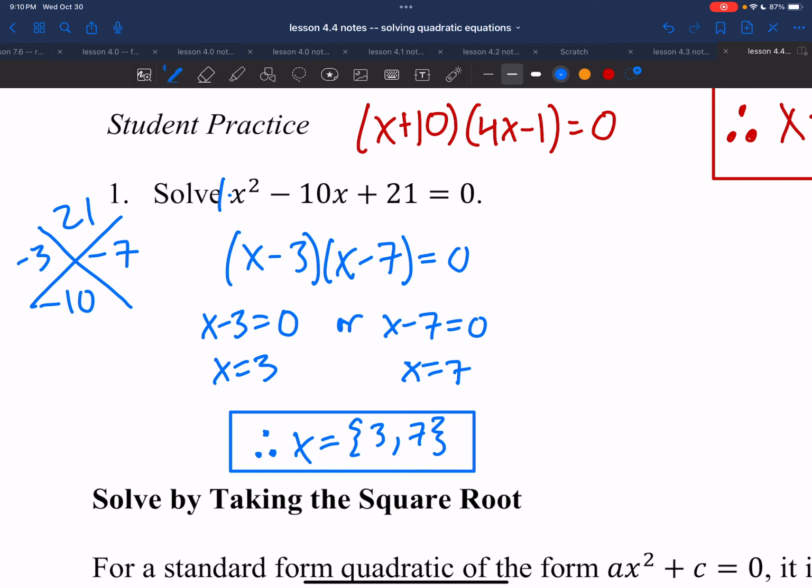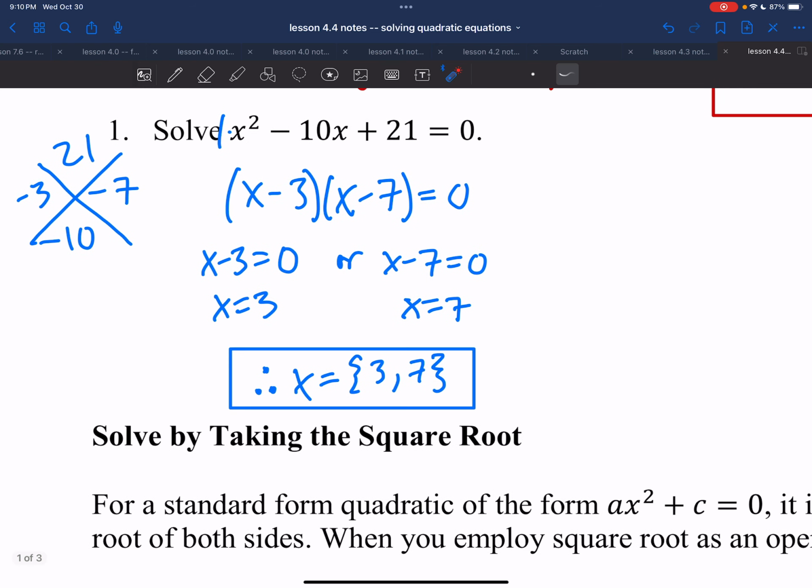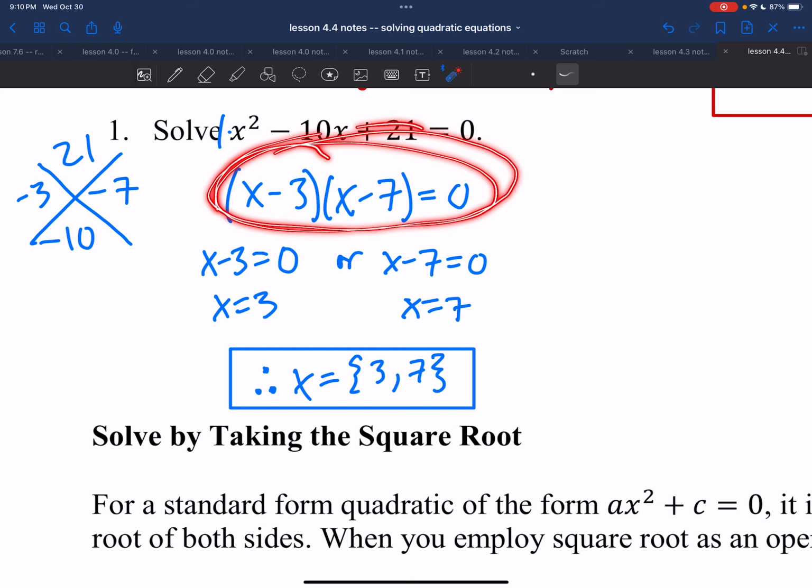Okay. Something to note about this problem, and that is just a common student misconception, a common question that I get during class and on homework. They see this factored form. And then they say, Mr. Spake, why are the answers 3 and 7? Shouldn't they be negative 3 and negative 7?